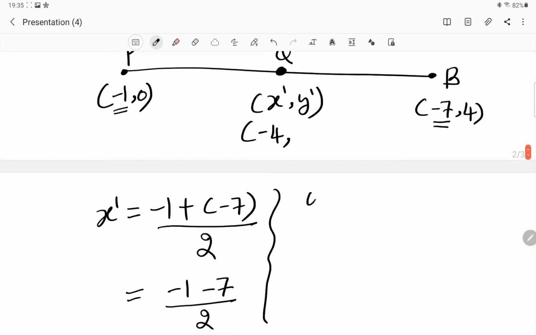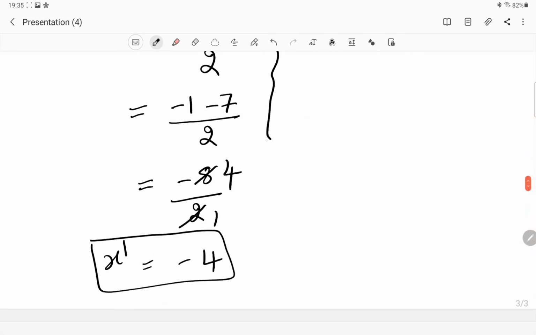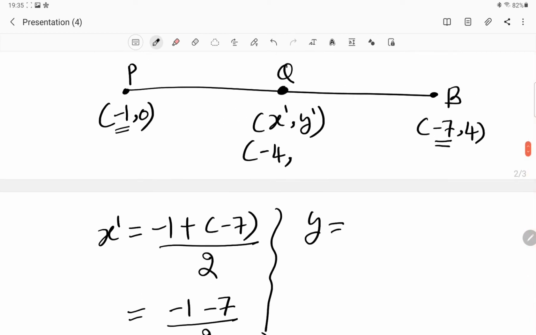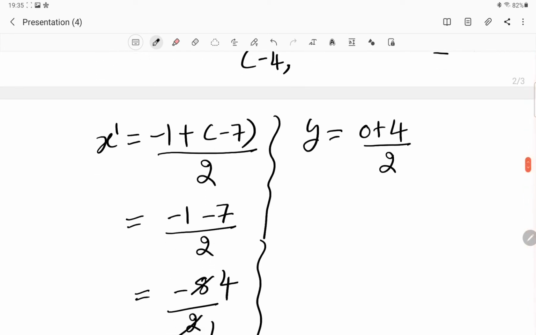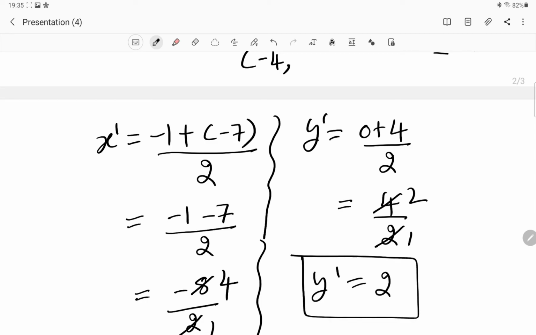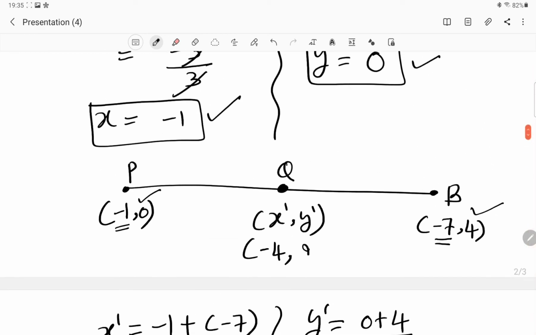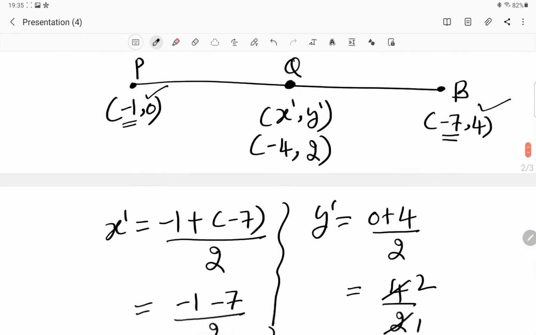Similarly, I'm going to have it for y also. Let me put this line of separation before only. y dash is equal to, directly you can write, 0 plus 4 divided by 2, so that is going to be 4 divided by 2. 2 ones are 2, 2 twos are 4, so the value of y dash is going to be 2. So these are the coordinates of point Q.